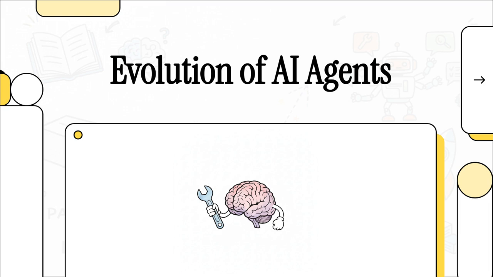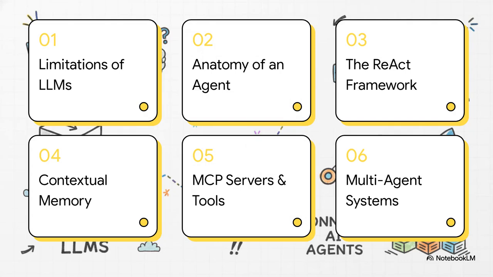By the end of our time today, you'll understand the precise technical vocabulary and the exact engineering stack required to turn a static, statistical model into a dynamic, independent operator. Okay, let's dive into this. We are taking a bottom-up systems engineering approach today, essentially building an agent piece by piece. We're going to cover the limitations of LLMs, the anatomy of an agent, the ReACT framework, the integration of contextual memory, MCP servers and tools, and finally, multi-agent systems.